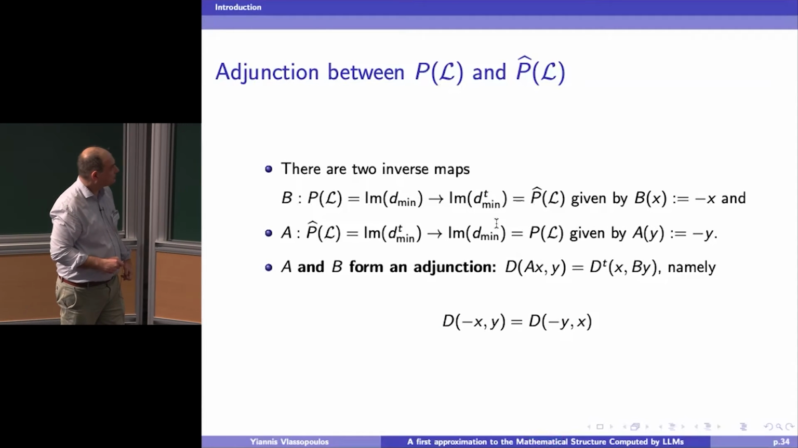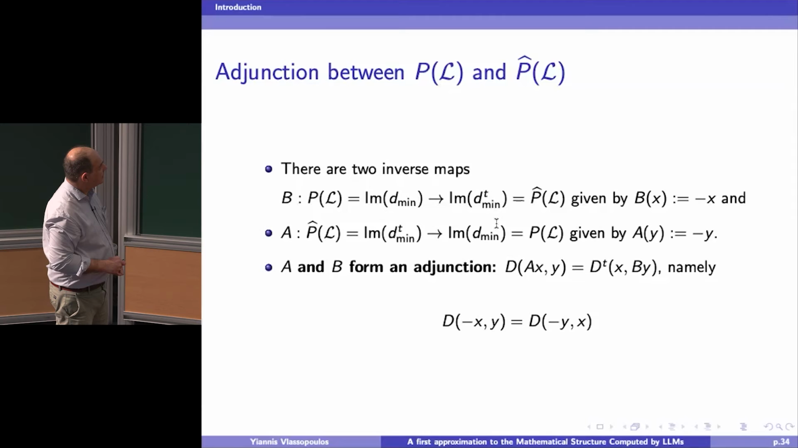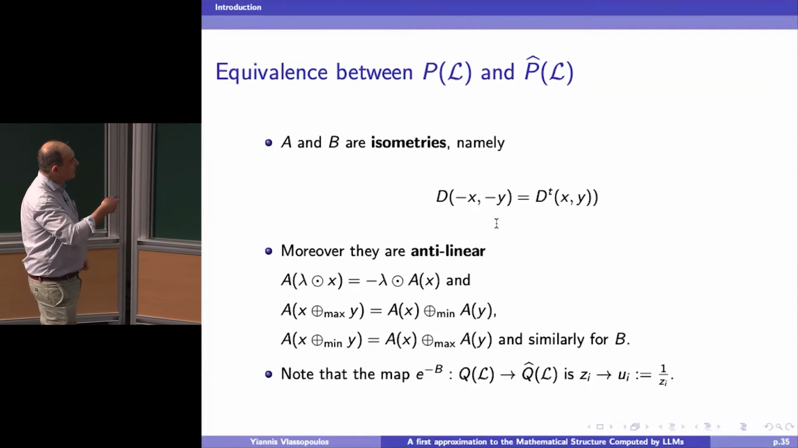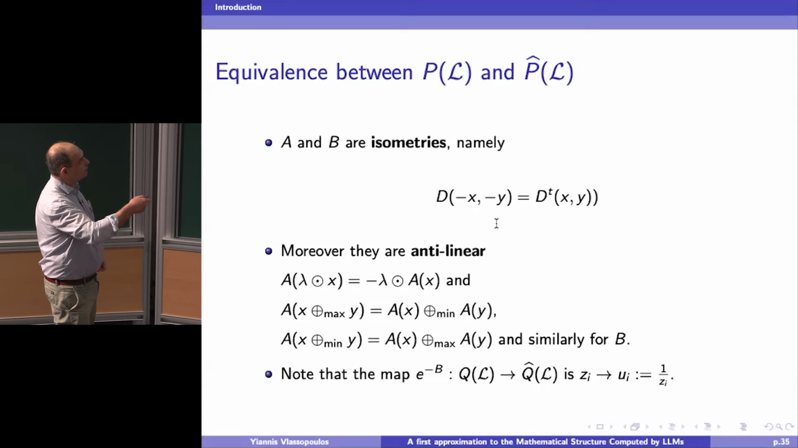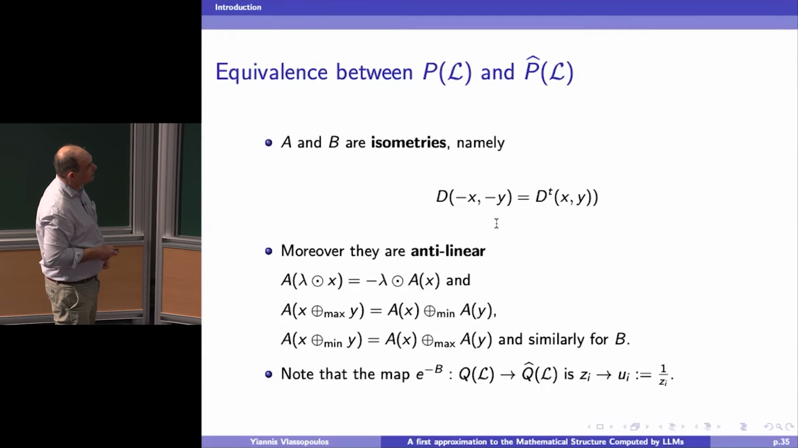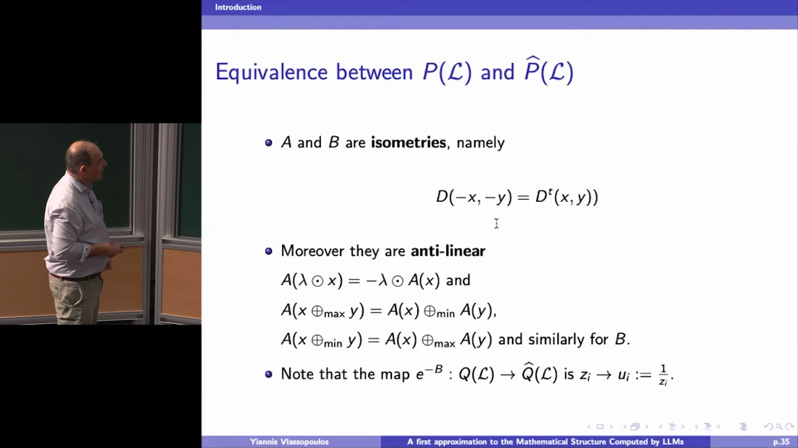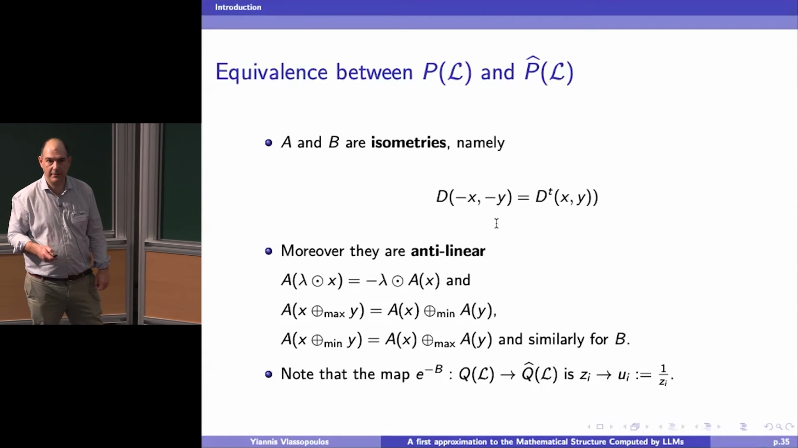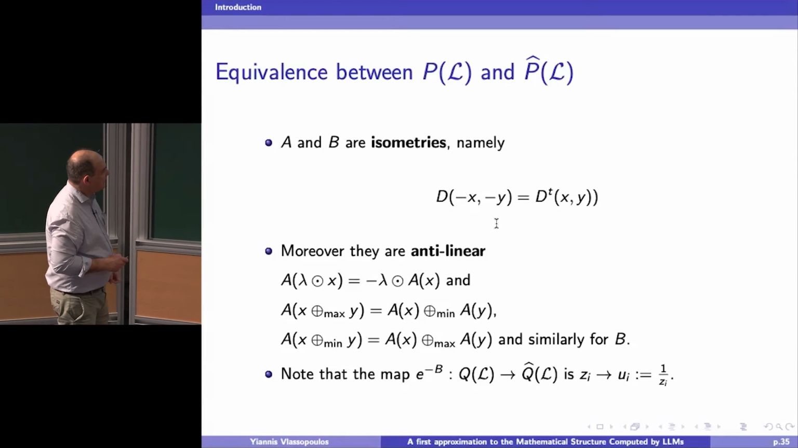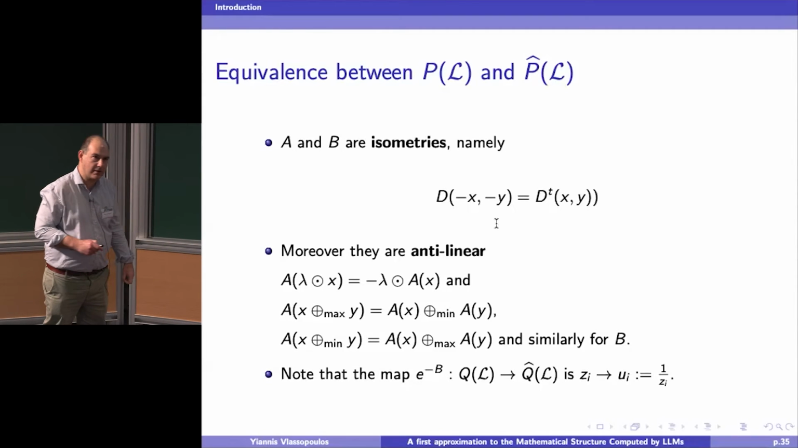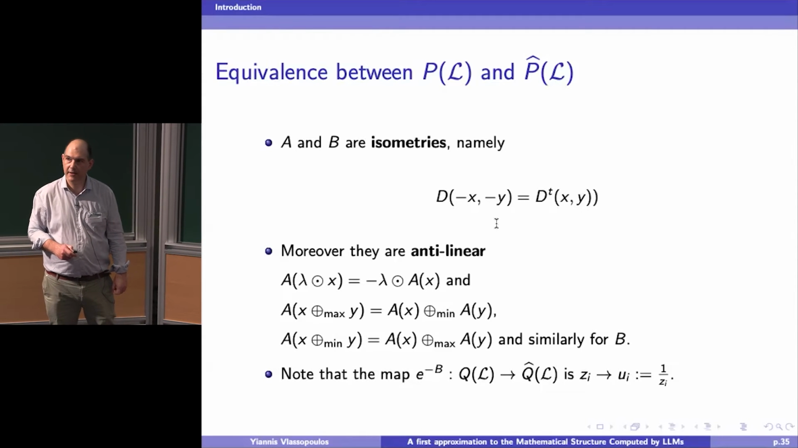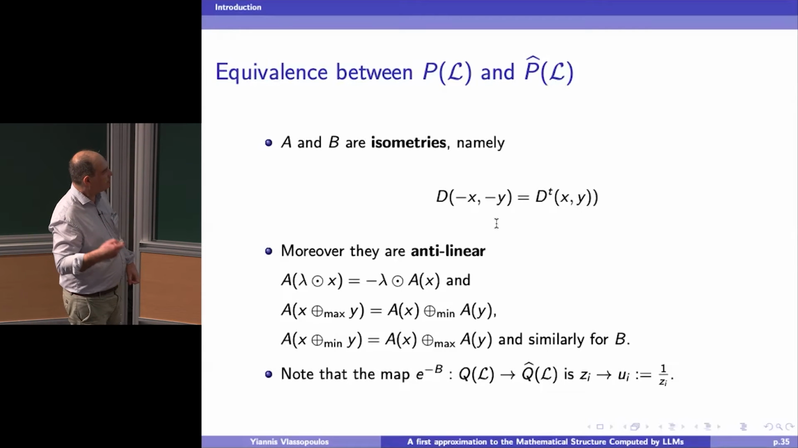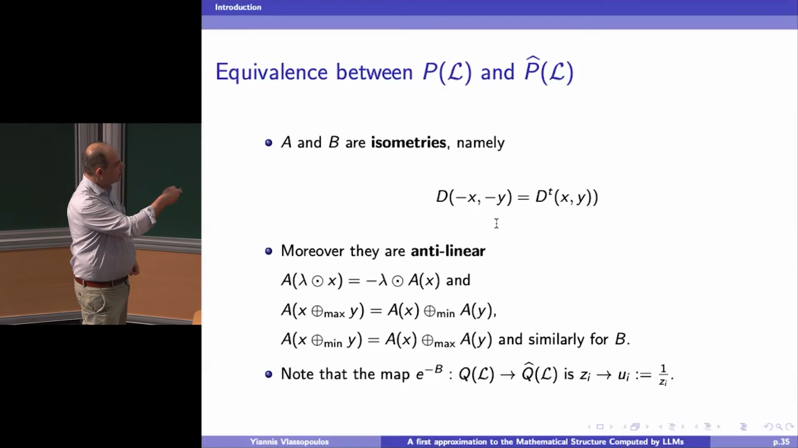So you get this adjunction, and that means that these two maps give you isometries between P of L and P hat of L. And the maps are also antilinear. Of course, antilinear means that it changes min to max. This map may look somehow trivial because it's just x to minus x, but it looks much more interesting if you go to the exponential side, because in the exponential variables it is basically just inversion.